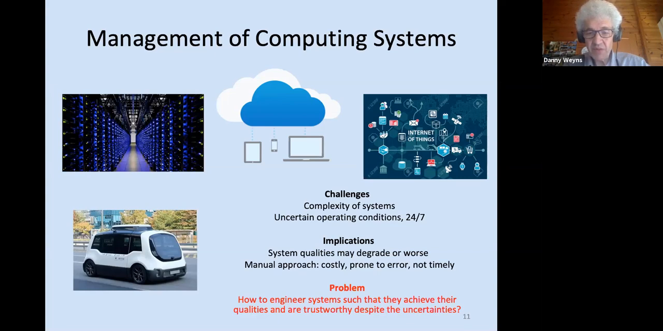So the general problem then is how to engineer software systems such that they achieve their quality goals in a trustworthy manner, despite the uncertainties that the system faces.